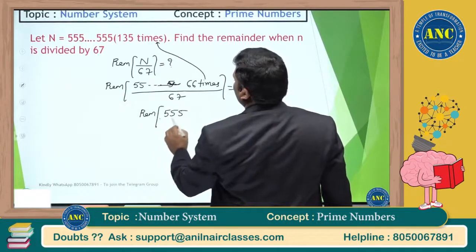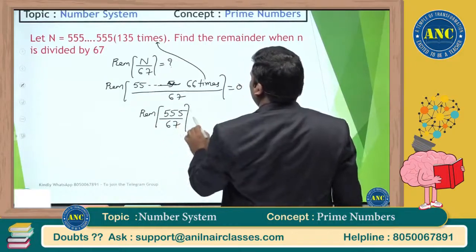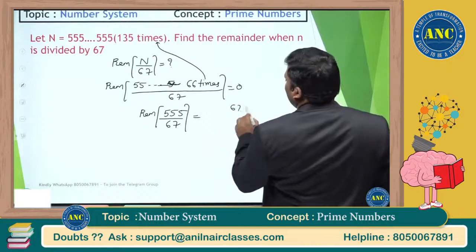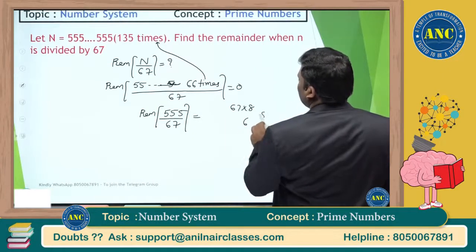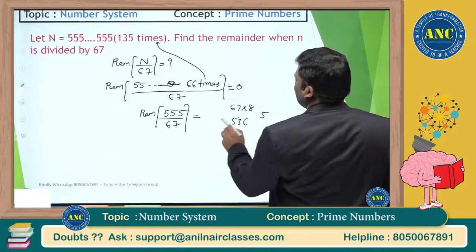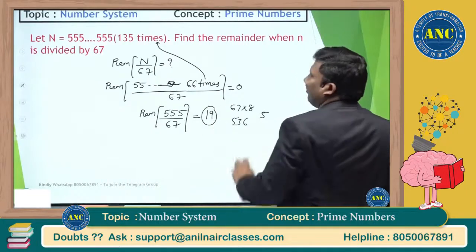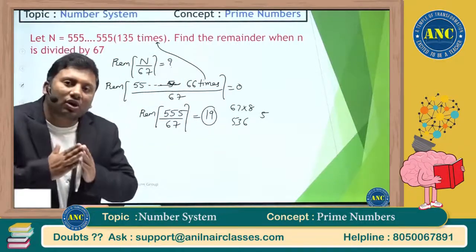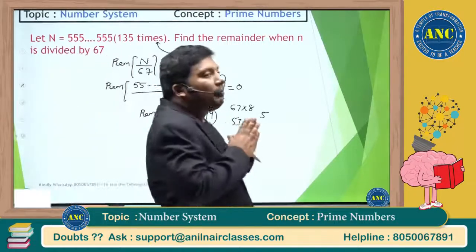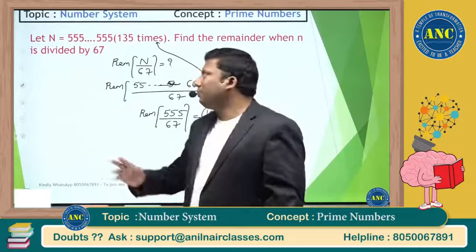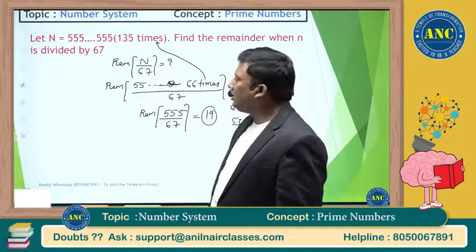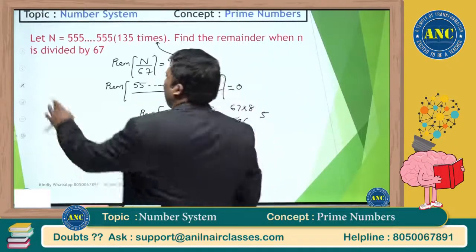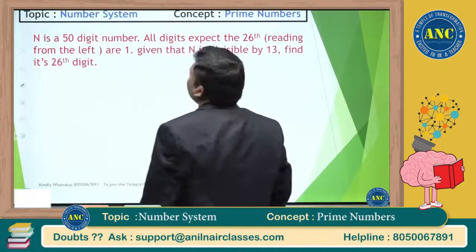555 divided by 67. 67 8s are 536. Remainder it is 19. Very easy. If the denominator is a prime number, the non-zero digit should be repeated p minus 1 times, if p is prime. 67, 66 times, 66 twos are 132. Remainder 3. Idea clear? Next one.